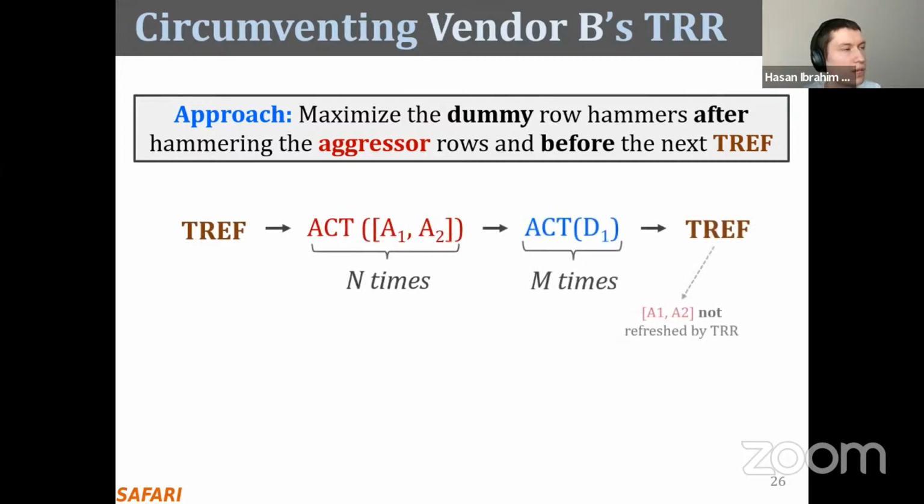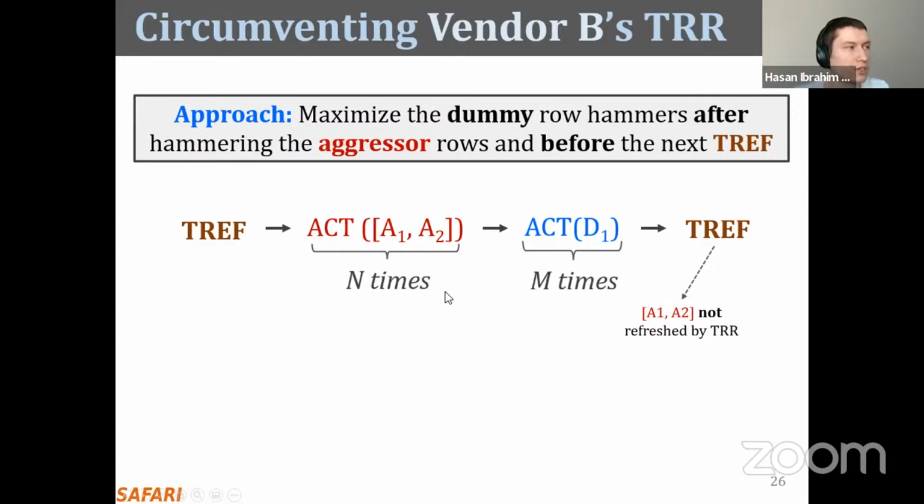And here's how the access pattern looks like. After a TRF command, we hammer the actual aggressor rows n times, and then we hammer a single dummy row. So a single dummy row is sufficient. We don't need 16 dummy rows or more than one dummy row, because our goal here is to make the TRR mechanism sample this dummy row, right? So it doesn't matter if you activate multiple dummy rows or just a single dummy row. During the next TRF, we hope that A1 or A2 will not be refreshed by the TRR because they will not be the rows that are last sampled.